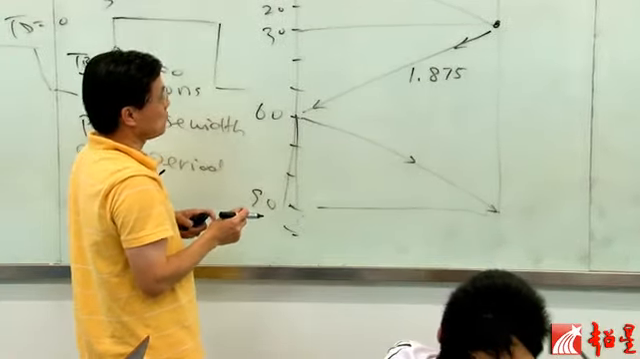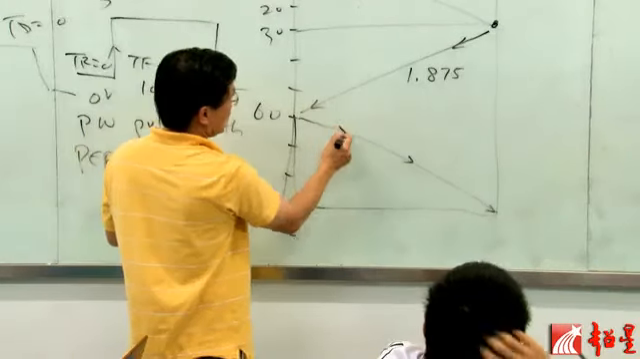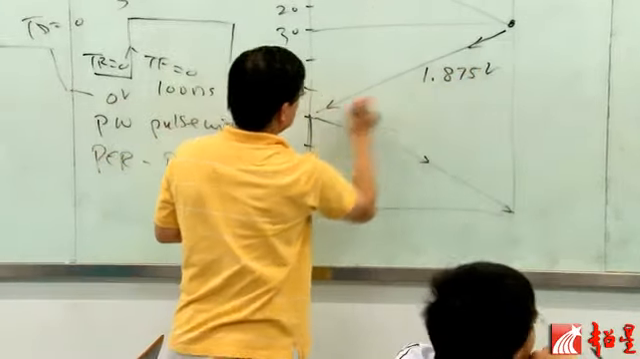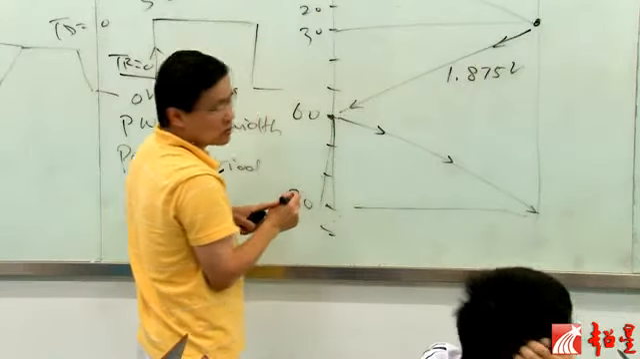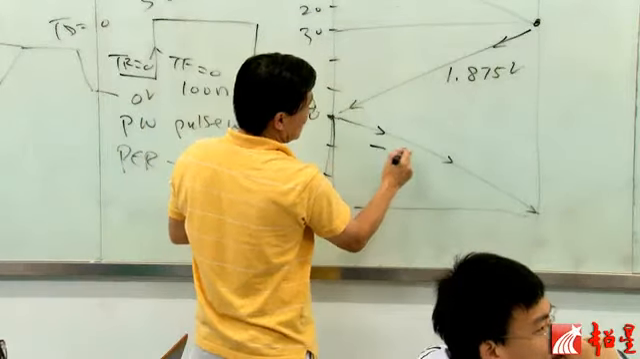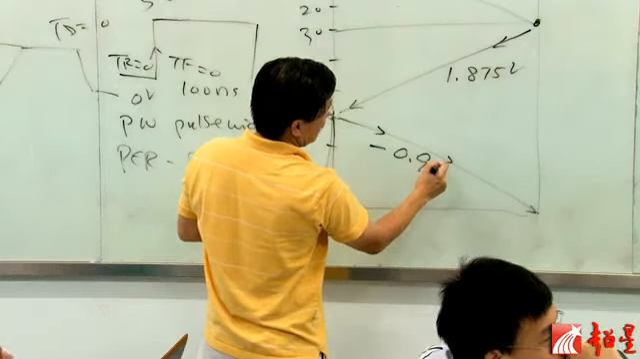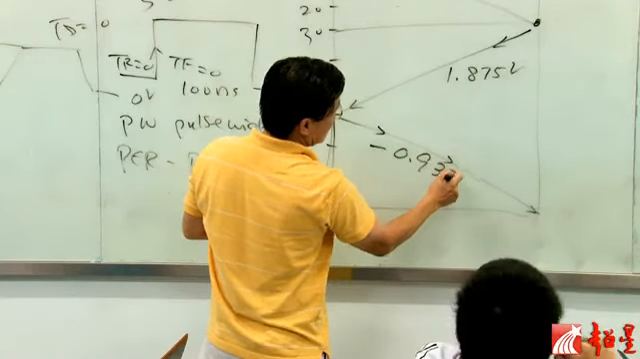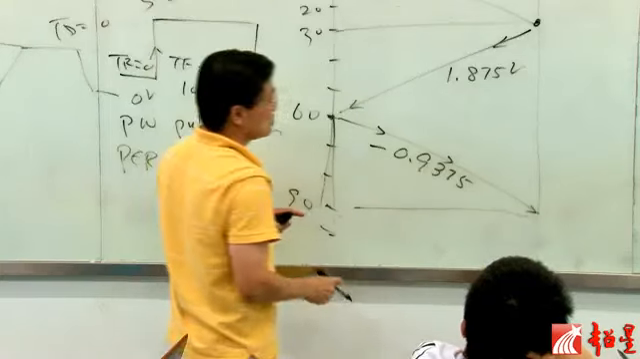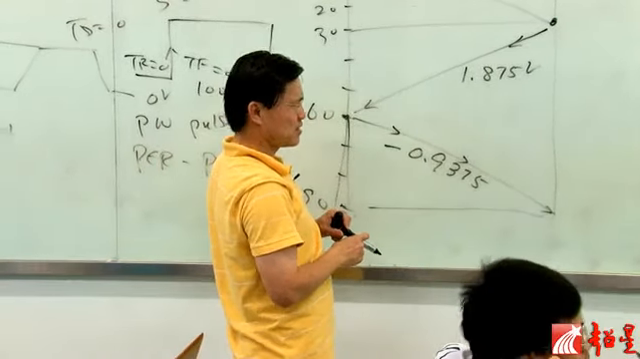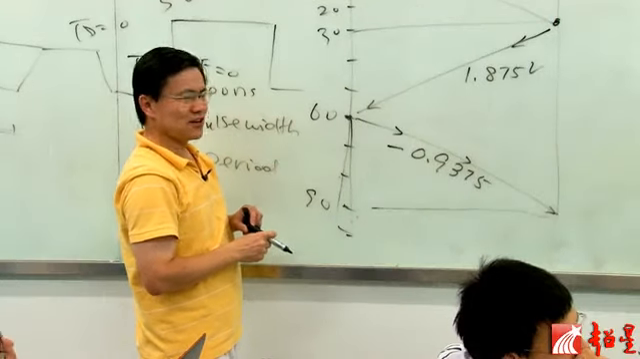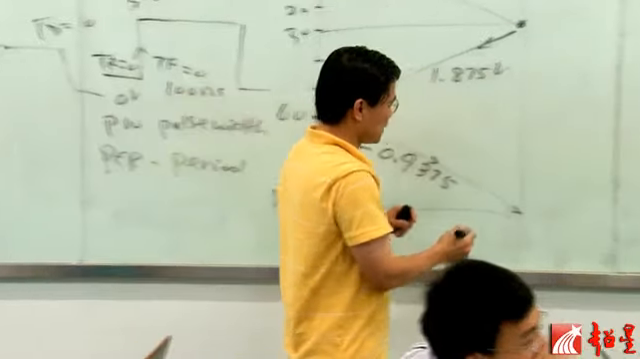Okay, so that's going to be reflected, and then of course when this voltage hits this point, negative half of that is going to be reflected. So you have negative 0.9375. I don't know, I'm just trying to. Is this correct? Okay, all right. And so on.